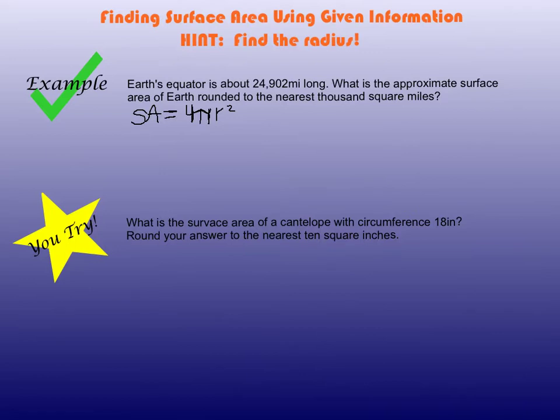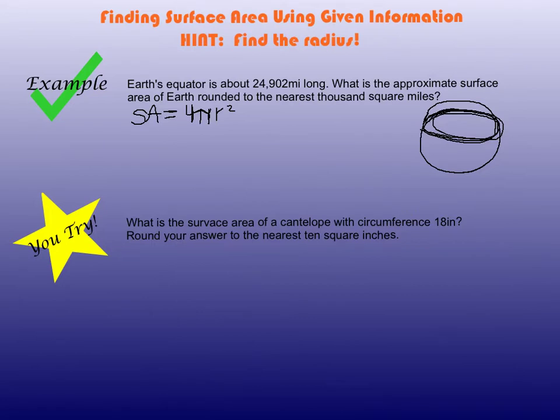Now, the information given to us is that the equator is about 24,902 miles long. If you draw a picture of this, or imagine that this is Earth, the equator goes through the middle and all around Earth. So this, again, relates to that great circle. This would be the circumference of that great circle, which is also the circumference of the sphere itself.